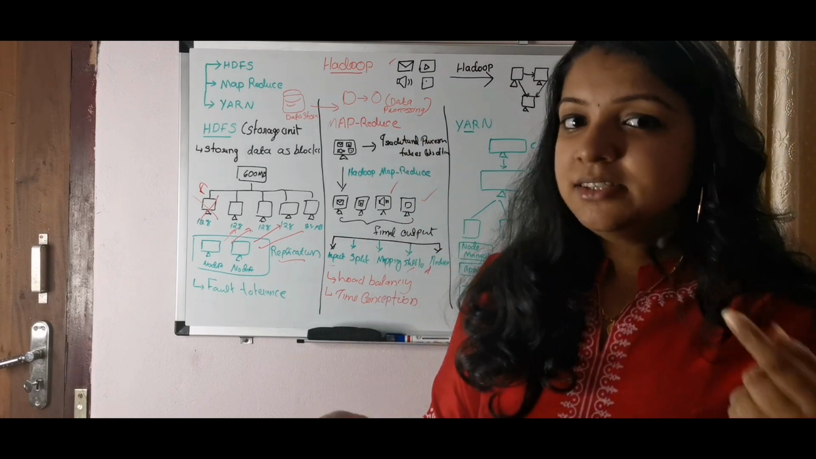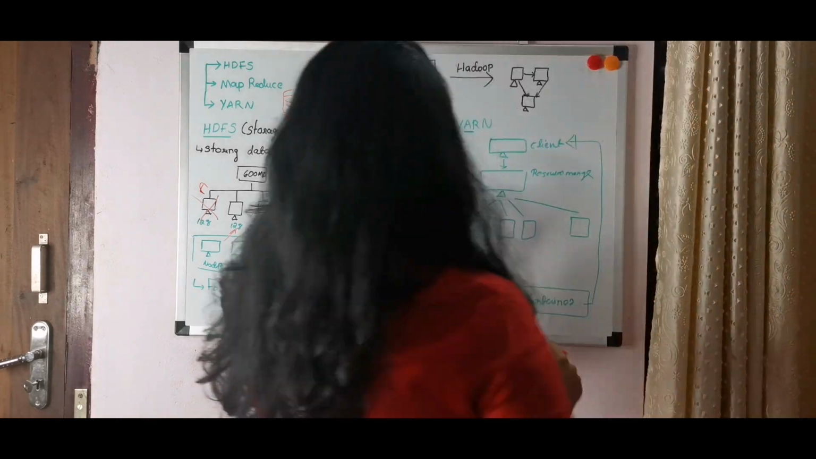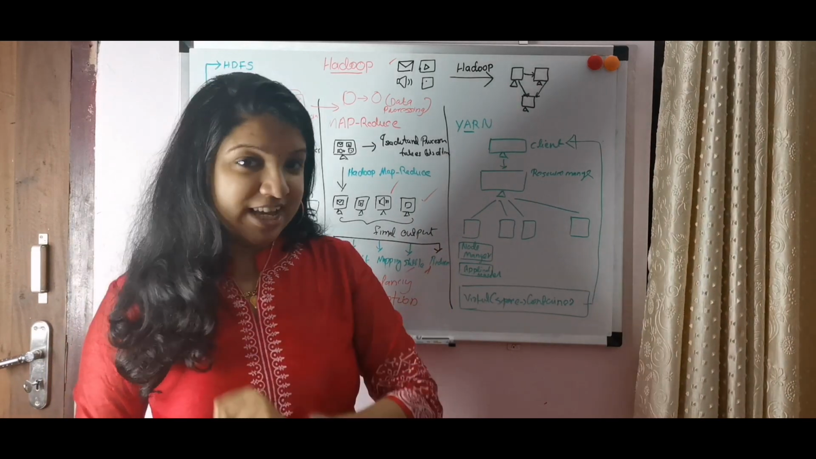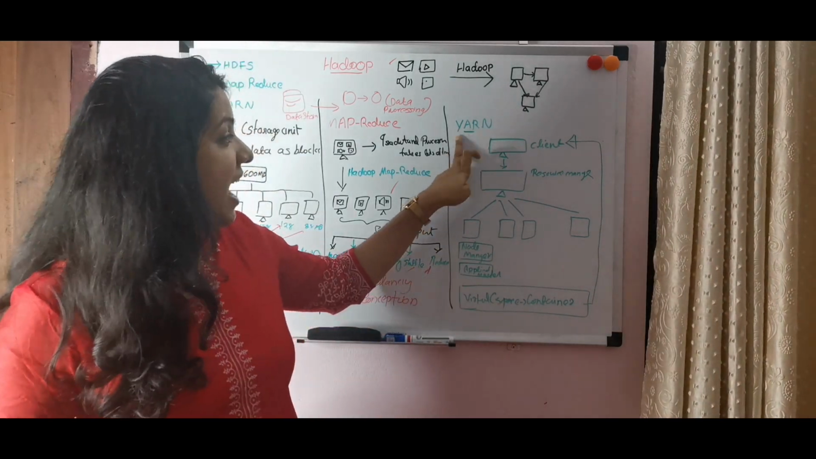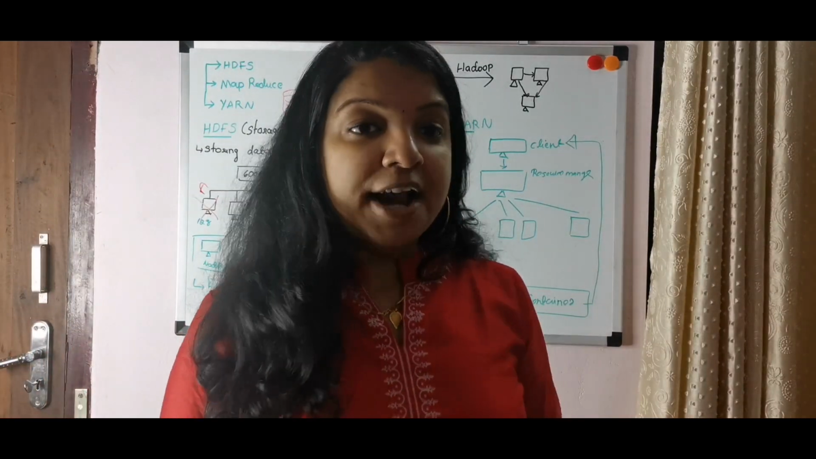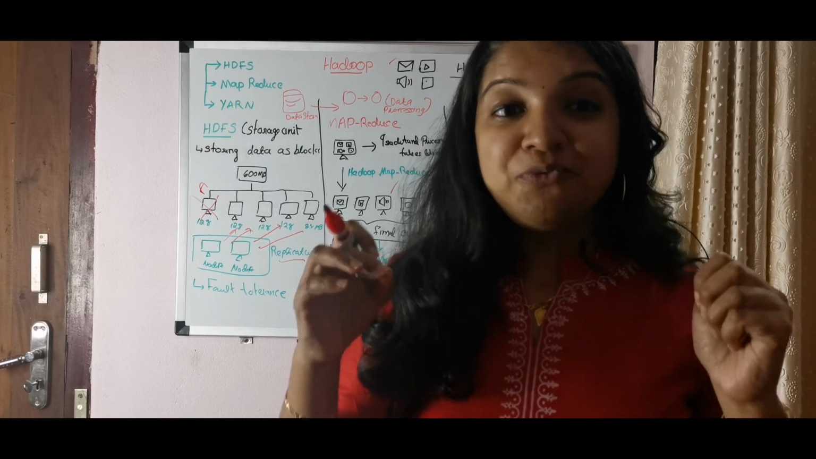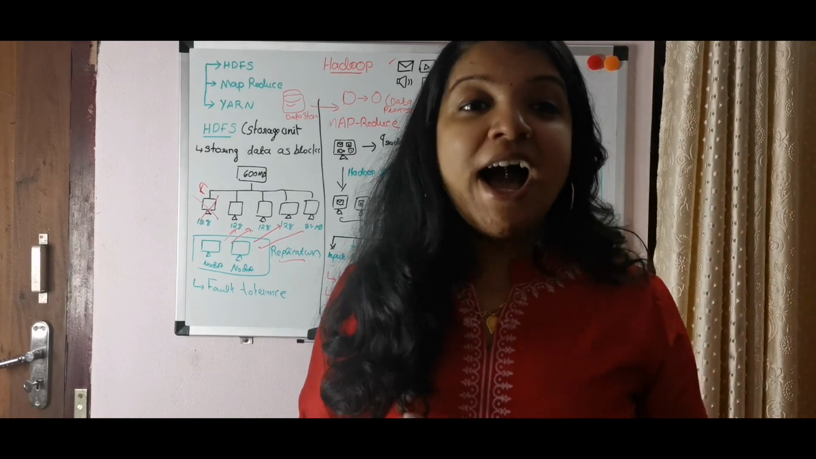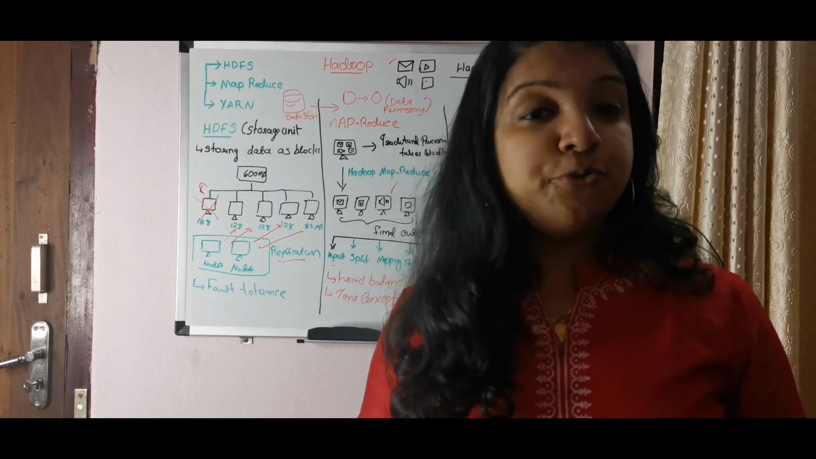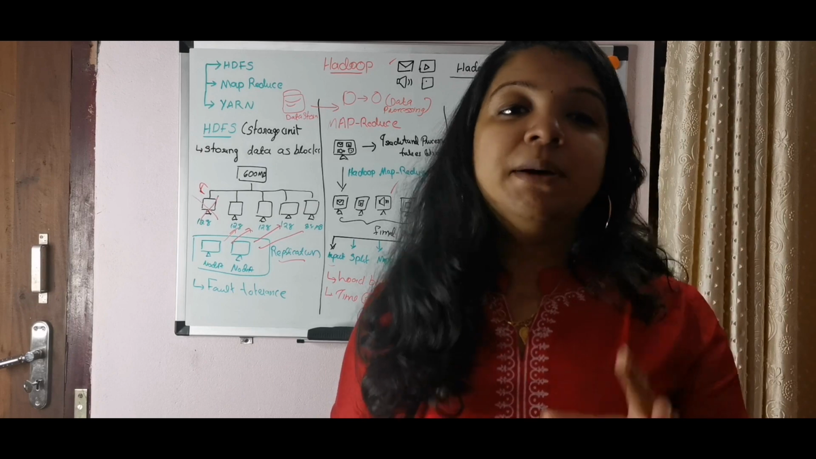And the third one is YARN. YARN means Yet Another Resource Negotiator. So YARN means we are negotiating the data, negotiating the space from the multiple nodes. For the Hadoop architecture, we have the Hadoop 1 architecture, Hadoop 2.x architecture, and Hadoop 3 architecture. We will discuss them in the upcoming videos.